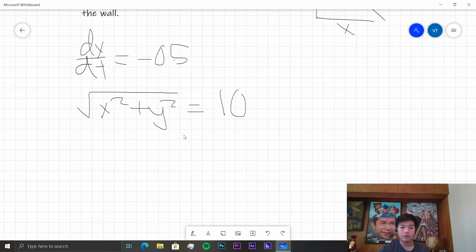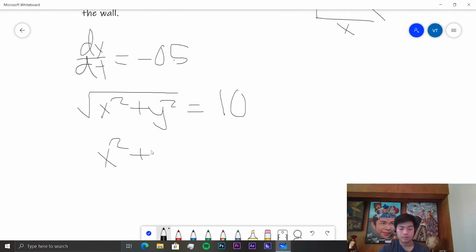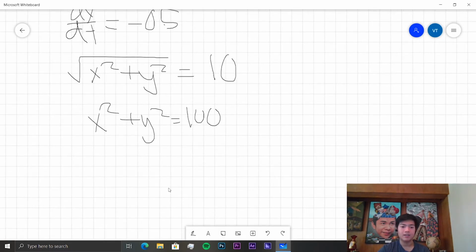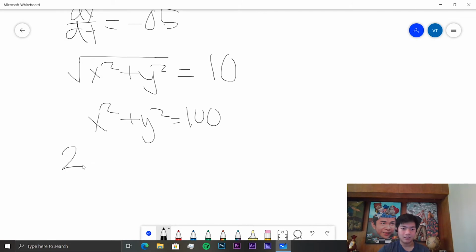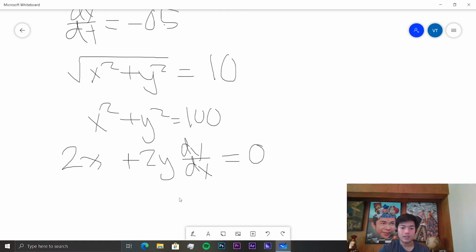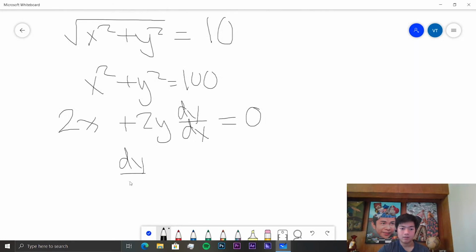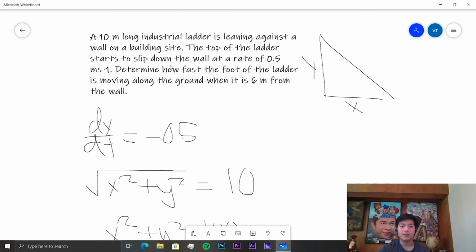And so we need to find dy over dx from this equation, actually. So we get that x squared plus y squared equals 100. Let's just implicitly differentiate it. 2x plus 2y times dy over dx is equal to 0. So dy over dx is equal to negative x over y. So we need to get the rate, how fast the foot of the ladder is moving along the ground when it is 6 meters from the wall.